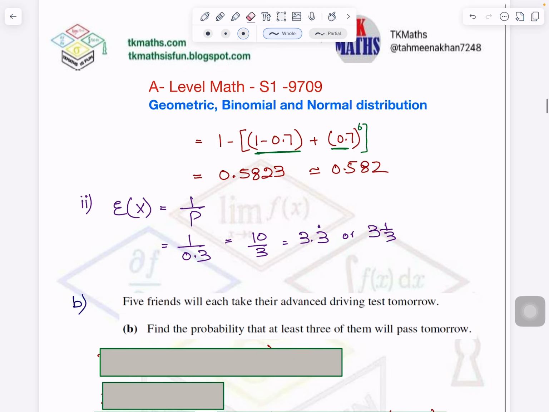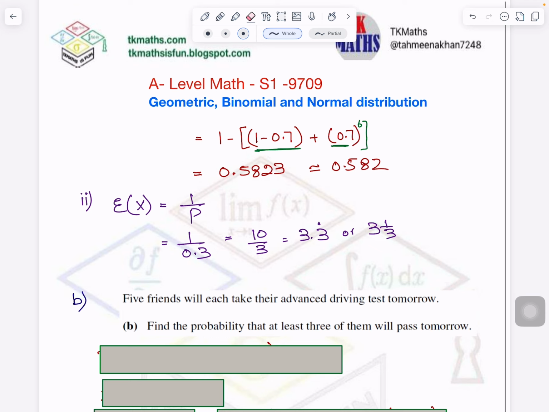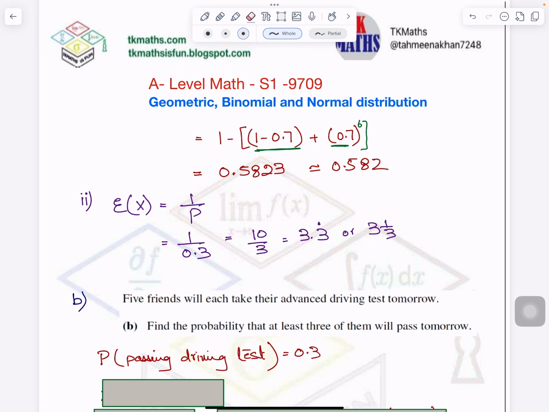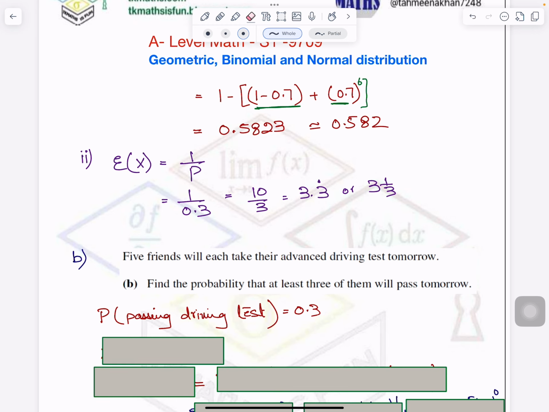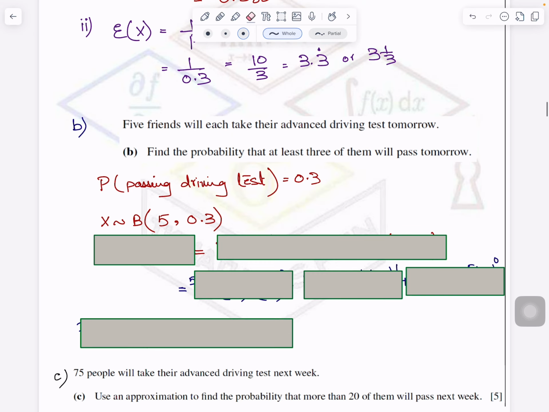Part B is saying 5 friends will each take their advanced test tomorrow. Find the probability that at least 3 of them will pass. Now which case is this? It is a case of binomial distribution. Now the fixed number of situation is given. So 5 friends, right? 5 friends, and from those 5 friends, at least 3 will pass the test tomorrow. So now there is a fixed number we know, and the probability of passing the driving test is 0.3. So this helps us to get the binomial distribution.